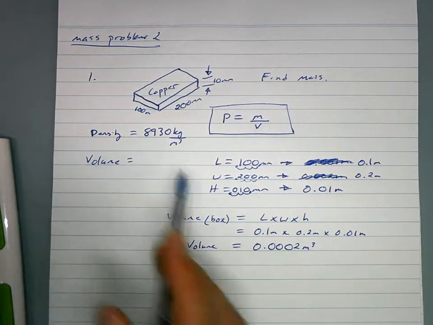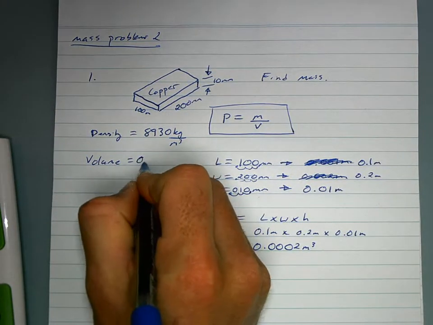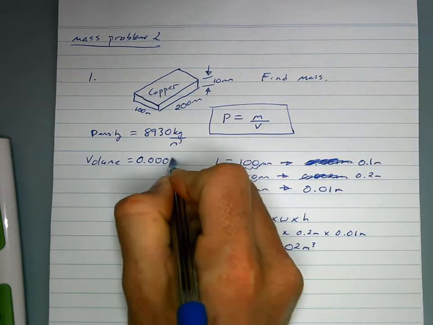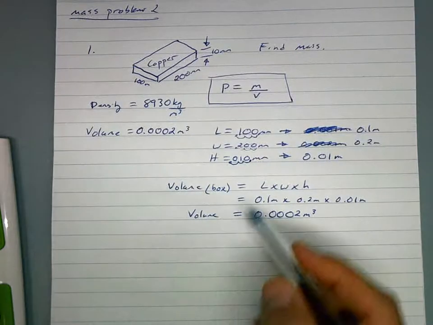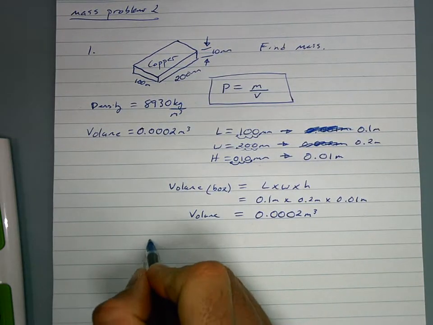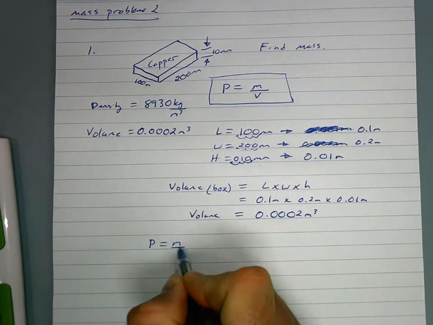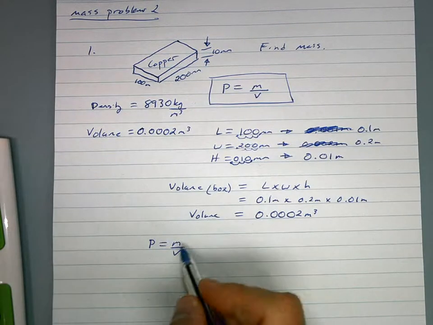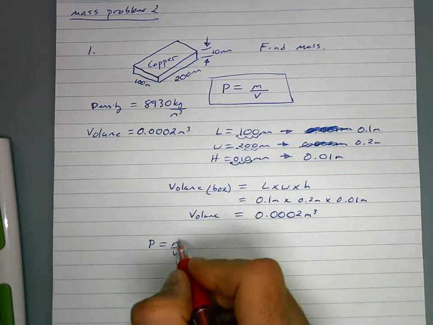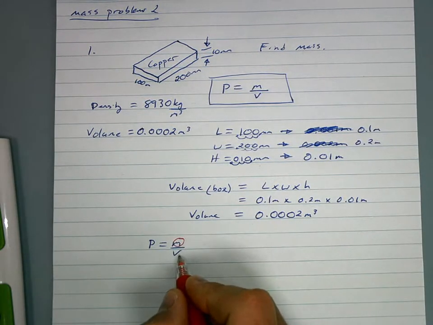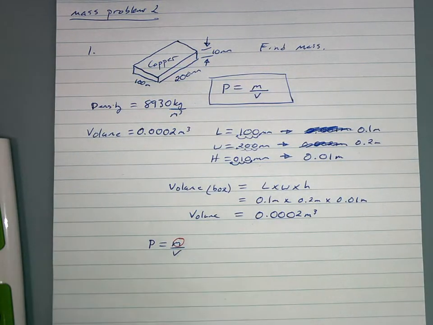So we have our density, we have our volume. Let's plug that in. Okay, let's go down a little bit. Now let's put back our equation. So here's our equation. Alright, we want to solve and find mass. So what we need to do here is shift the v to the other side of the equation.